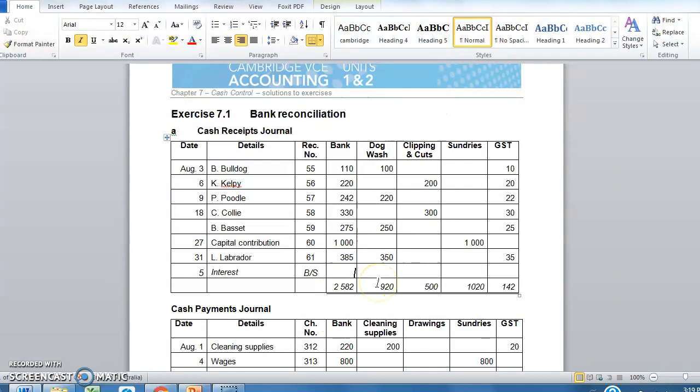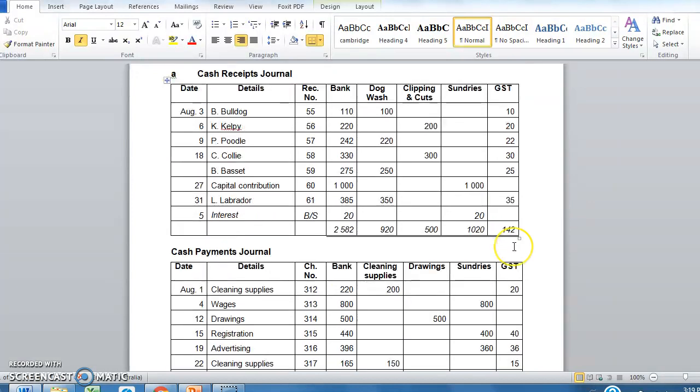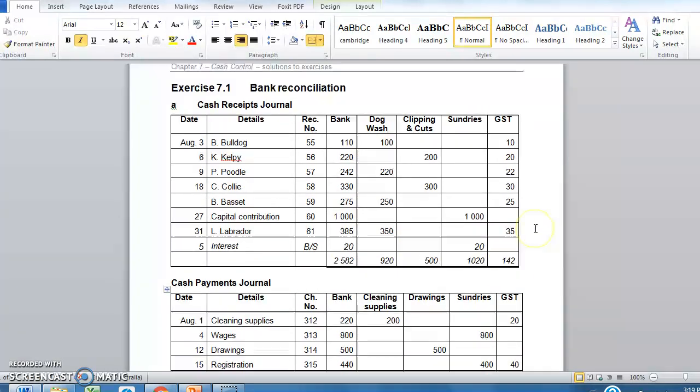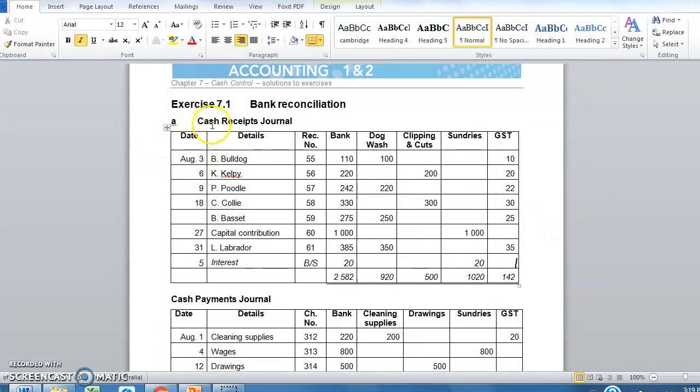And how much was it for? So it was for $20. And we put it into dog wash, no. Clippings and cuts, no. Sundries, yes, because it won't be occurring very regularly. Is there any GST? No, because it's our interest. So that is all that was missing for our cash receipts journals.